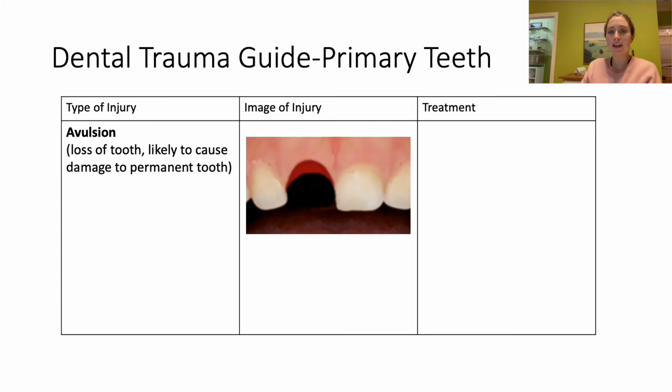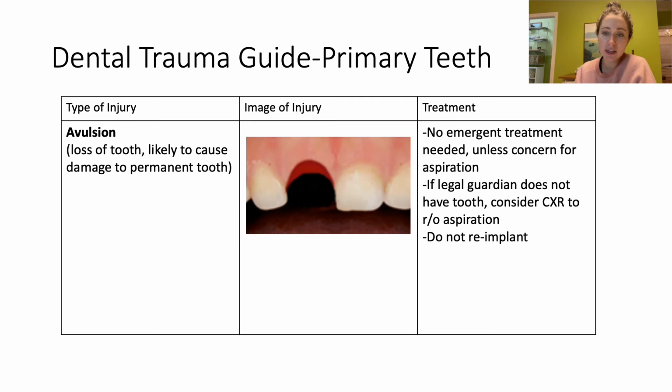For an avulsion, that's when you completely lose the tooth. And this injury is one of the more likely injuries to cause damage to permanent teeth. The treatment is you don't have to do anything unless you're concerned for where that tooth is. So if you're concerned that the patient could have aspirated the tooth and the legal guardian has no idea where it is, you can consider a chest x-ray to rule out aspiration. With these, you do not put them back in.